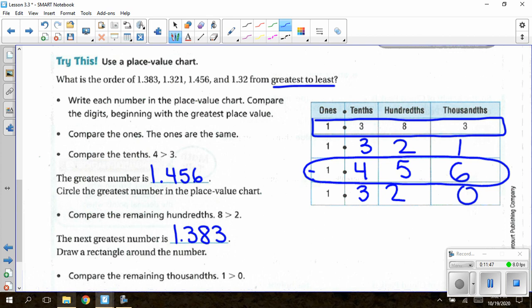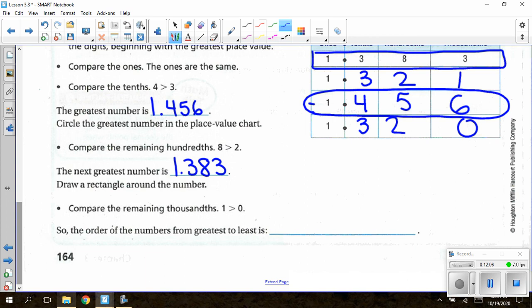Well, the second number down has a 1 in the thousandths place, and the fourth number down has a 0. This is why we needed to place that 0 in the thousandths position, so that way we could compare their digits. So obviously 1 is greater than 0. So that means the 1 and 321 thousandths would be next, and then finally we would have our 1 and 32 hundredths.